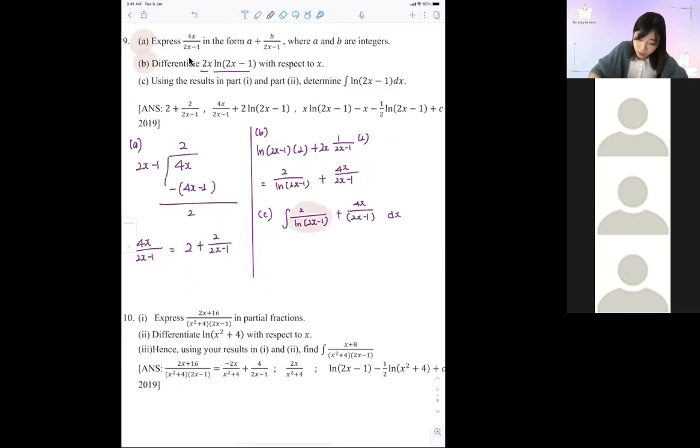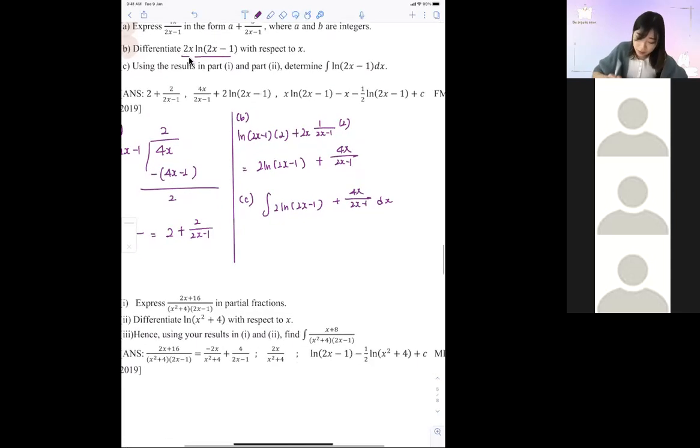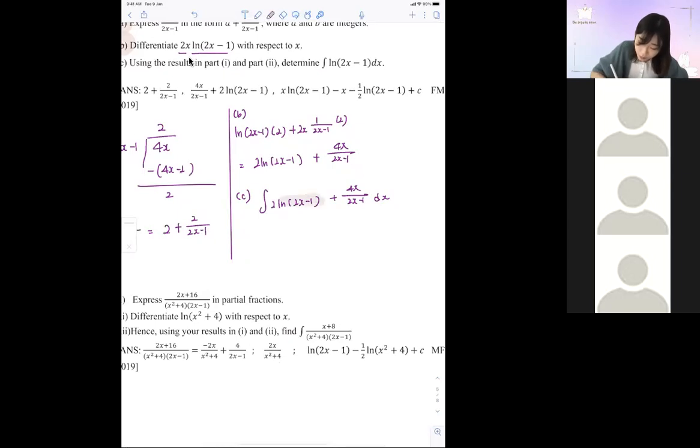this part. Okay, I only want the, why is mine so weird? Sorry, I think I copied here wrongly. 2 ln 2x minus 1 plus 4x over 2x minus 1. Okay, copied wrongly. 2 ln 2x minus 1 plus 4x over 2x minus 1. Okay, sorry, we restart. Okay, I only want this part.